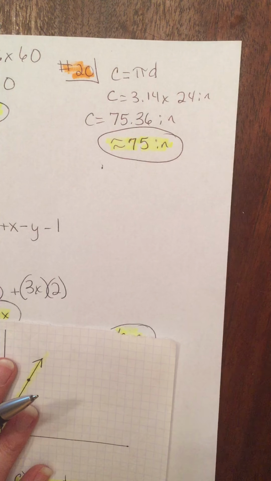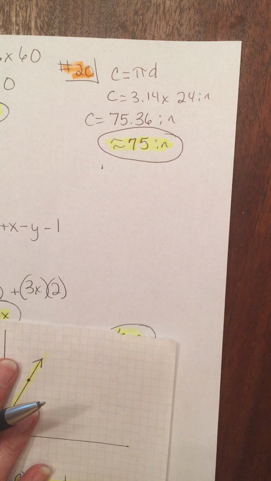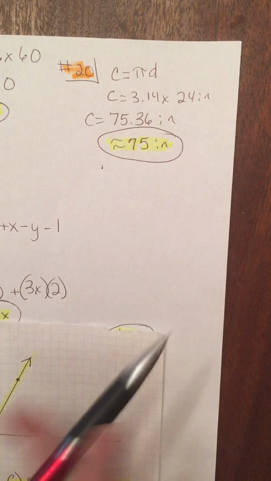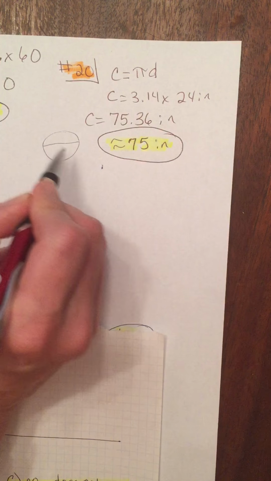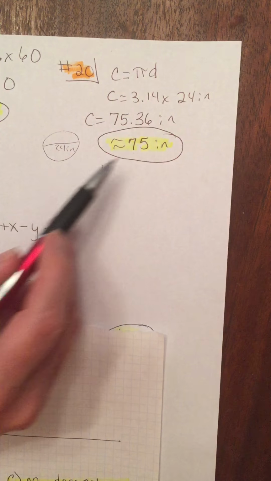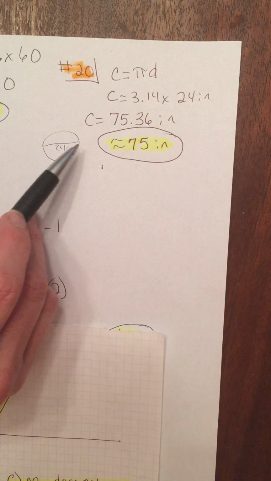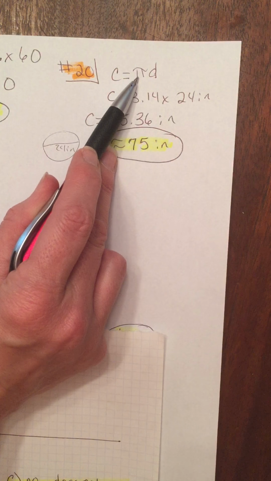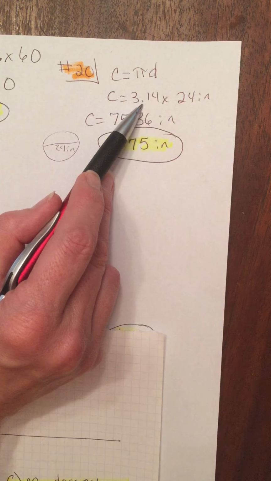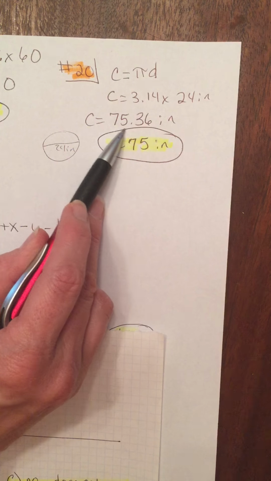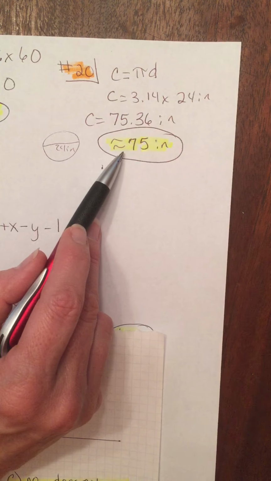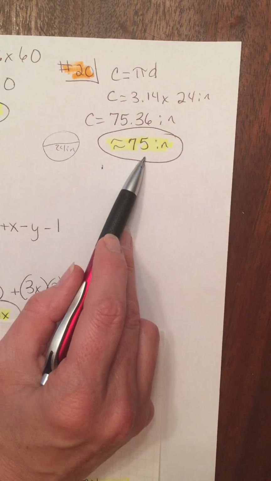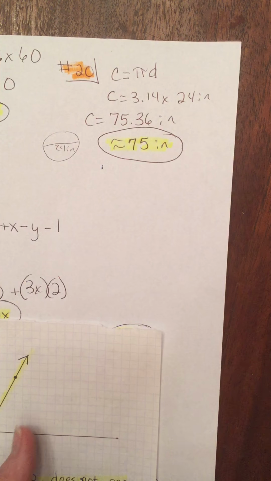Number 20 says that John measured the diameter of the bicycle tire and found that it was 24 inches. So he's got his tire. The diameter was 24 inches. And they want to know what is the distance around the tire. So that's circumference. I did circumference is pi times diameter. I got 75.36 inches. And they wanted us to round to the nearest inch. So to the nearest inch, it is 75 inches.